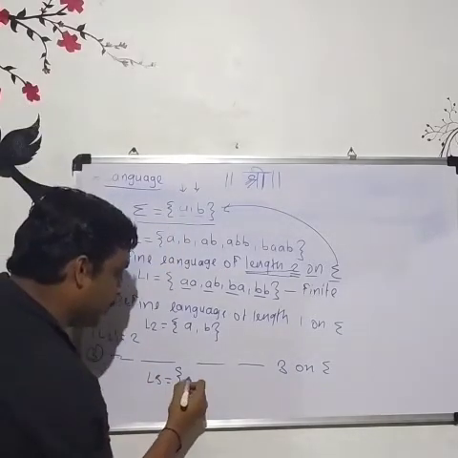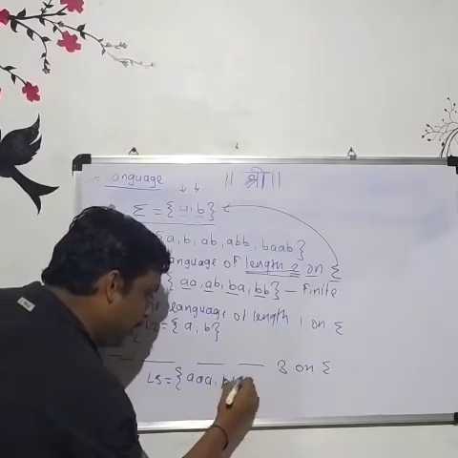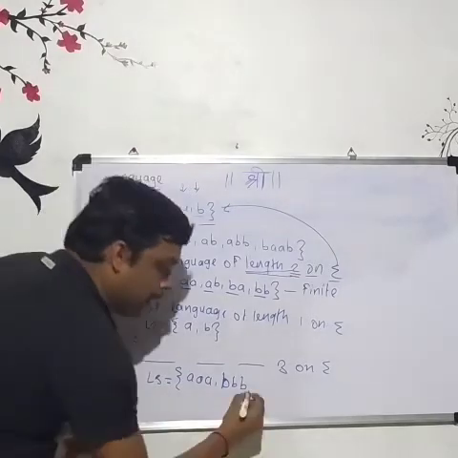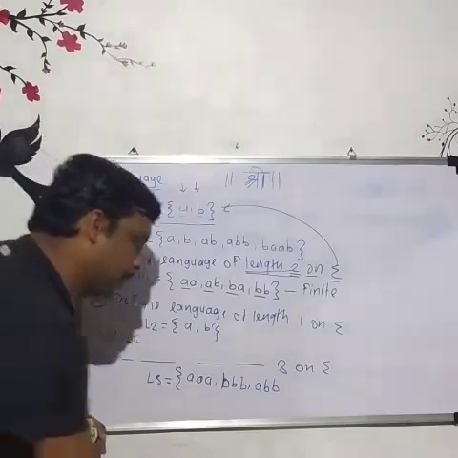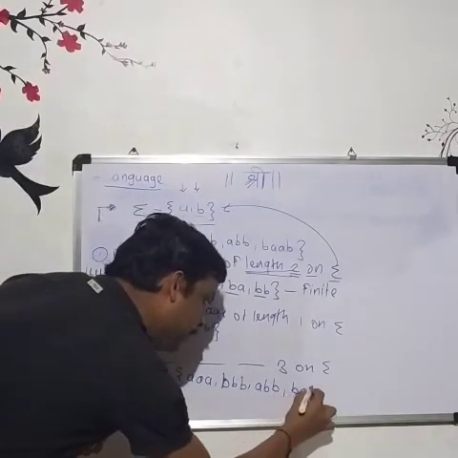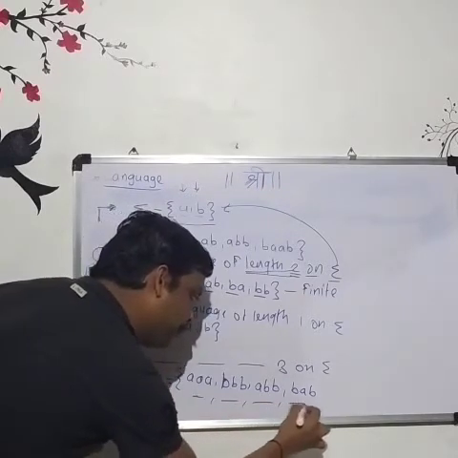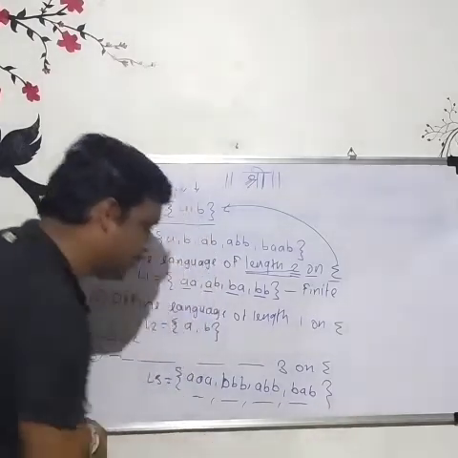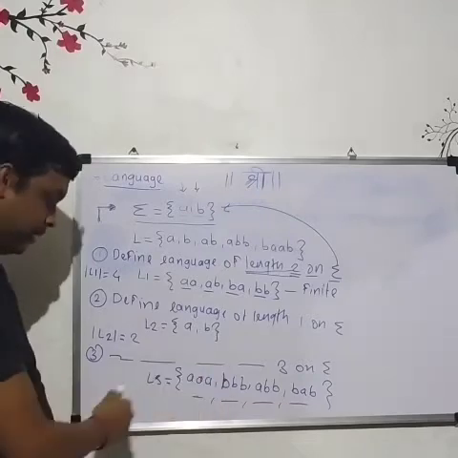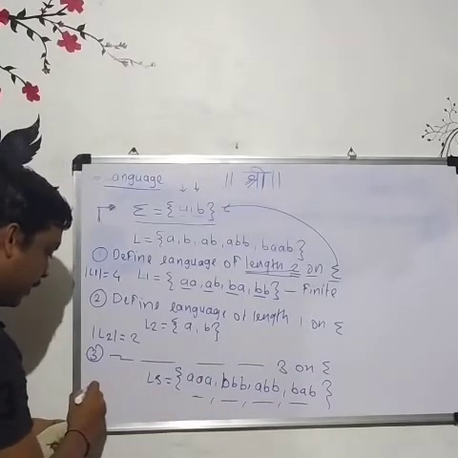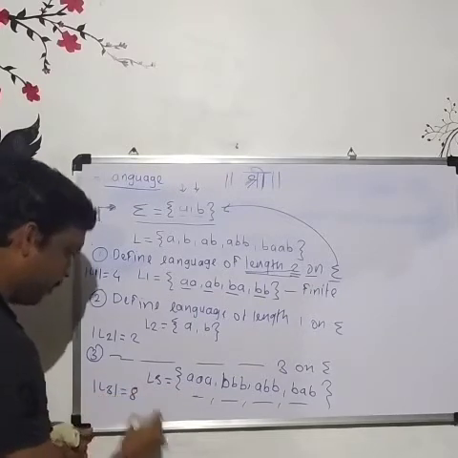See, let us identify. A will be the first string. Then B another string. Then B can be treated as one more string. Likewise, if you calculate, then you will get 4 more strings. So total strings that you will get, you can identify. Different combinations of length 3. So total, if you calculate, you will find that the length of this language L3 will be 8.